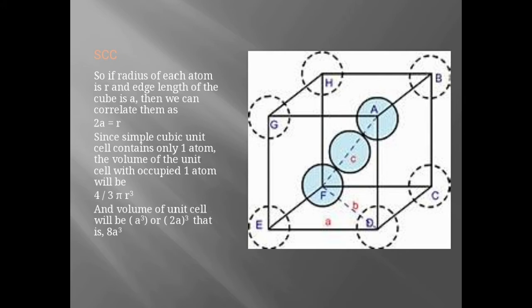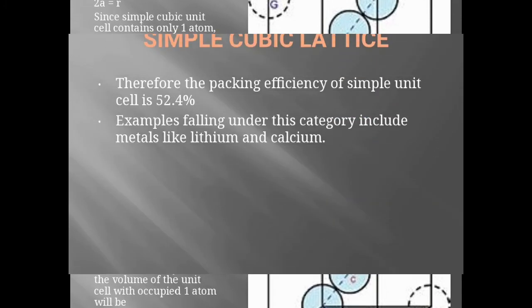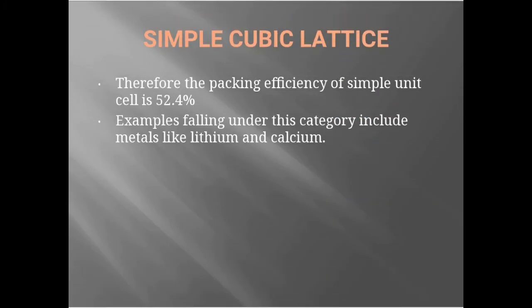So from this figure, you can understand that all the corners are occupied. Okay, so 4r is equal to 2a. It is nothing but if each atom has a radius r, and the edge length is a, then we can correlate them. We can say that the volume of the unit will be 4 by 3 pi r cube. So instead of r, I am going to substitute this by a by 2. If I substitute that, I can get the answer as 52.4.